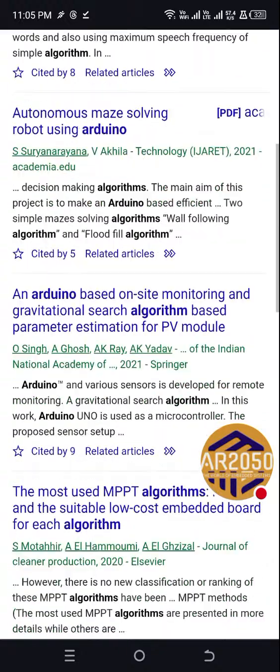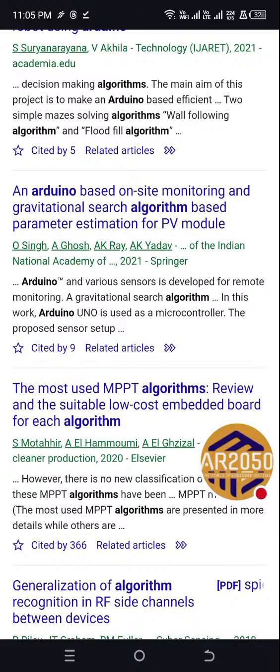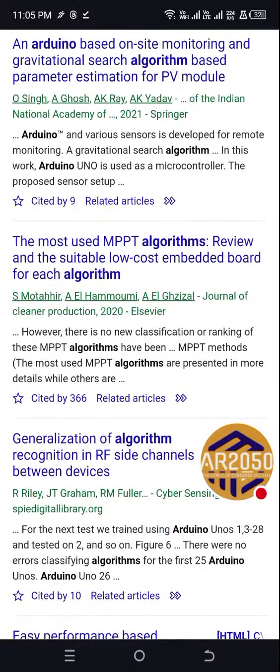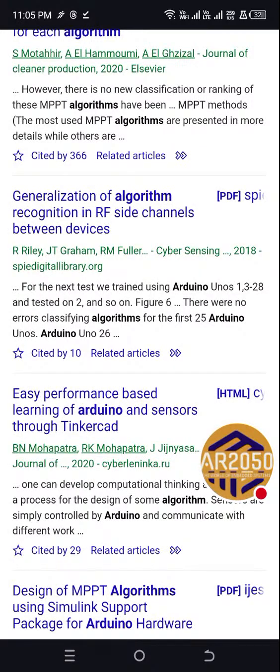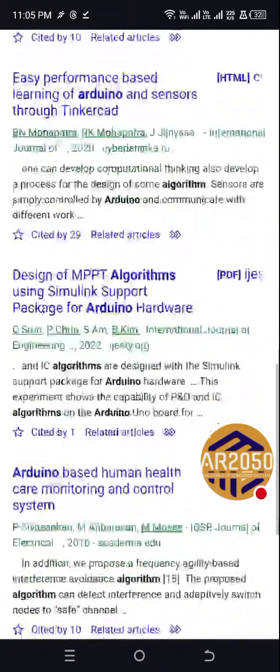So yeah, an Arduino based monitoring and gravitational search algorithms. No, I'm not looking for that. MPPT, no, I'm not going for that as well. Easy performance while learning on Arduino sensors through Tinkercad.